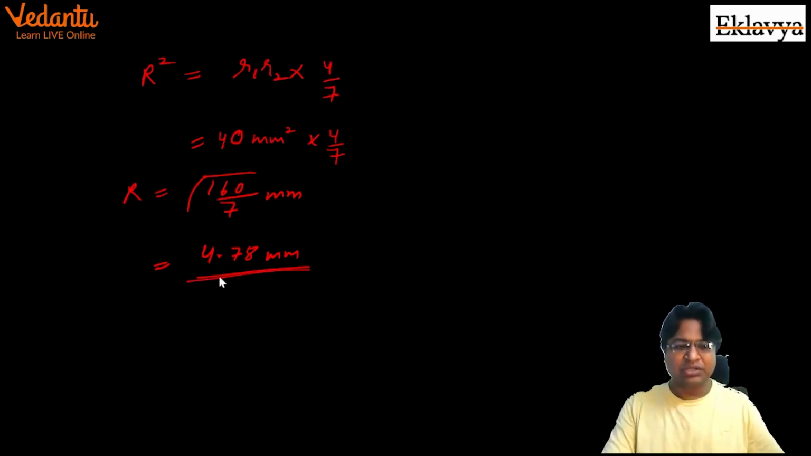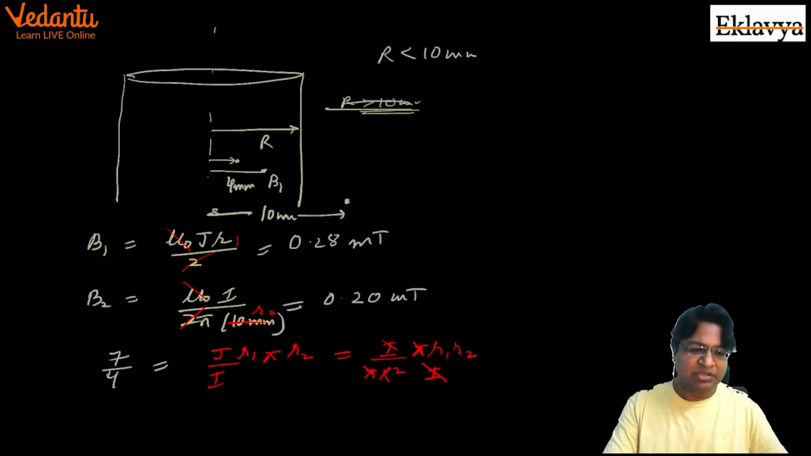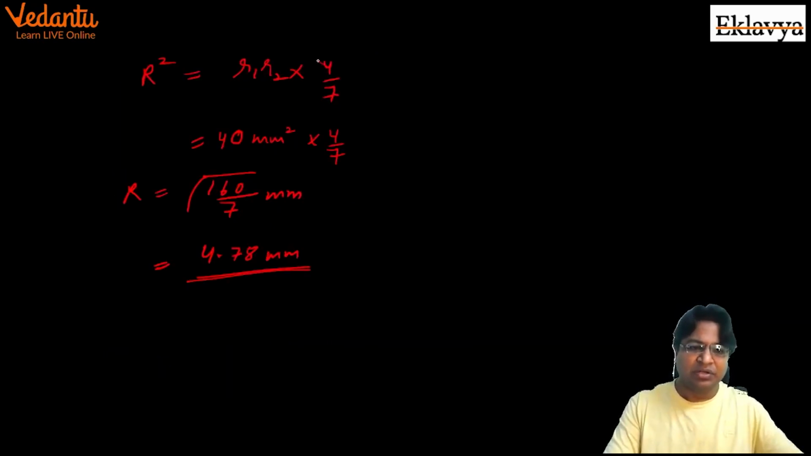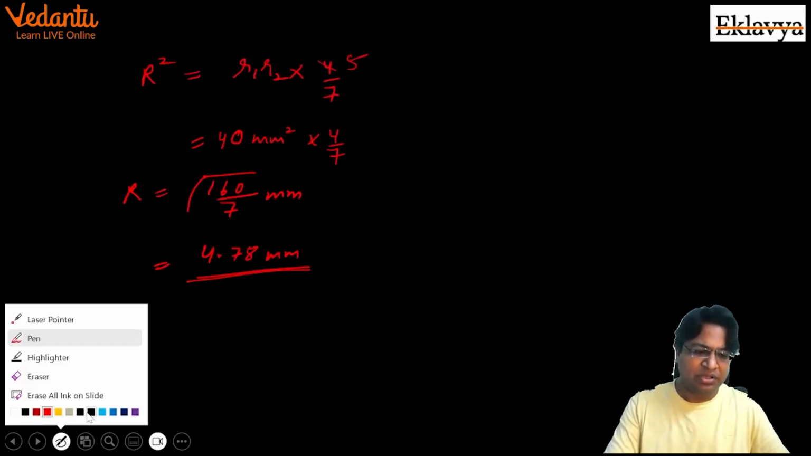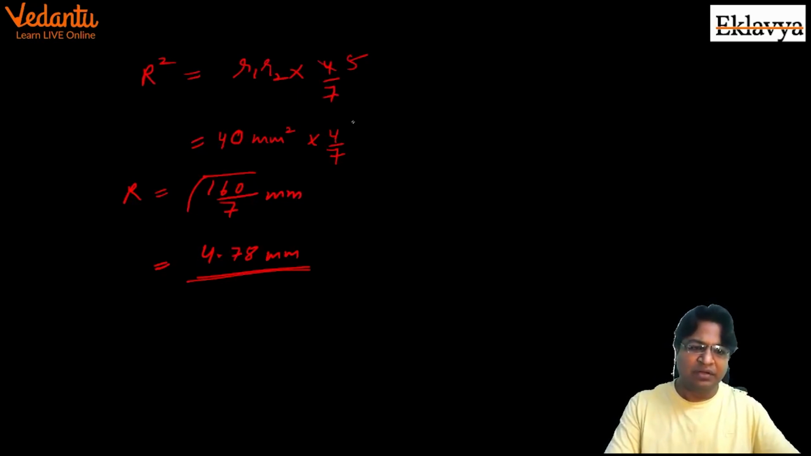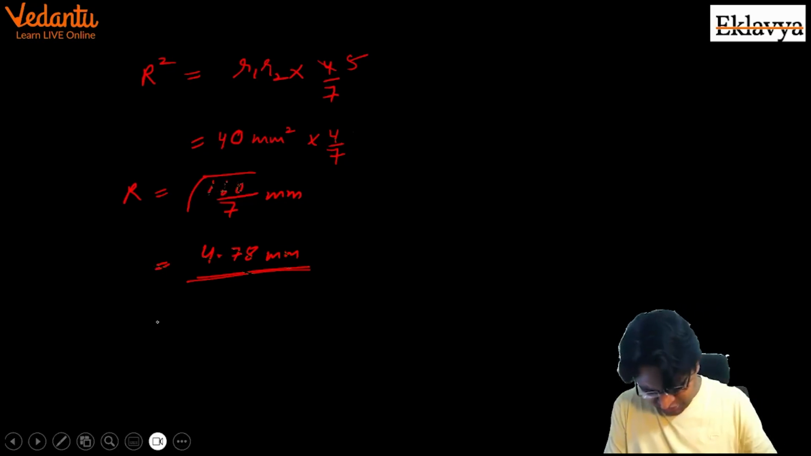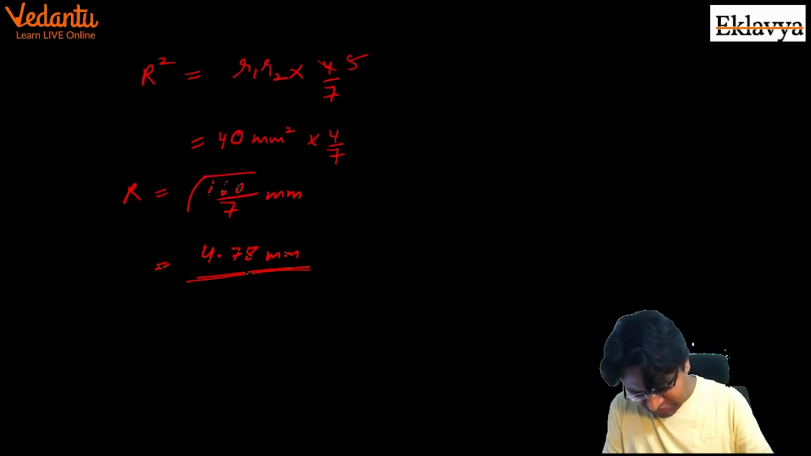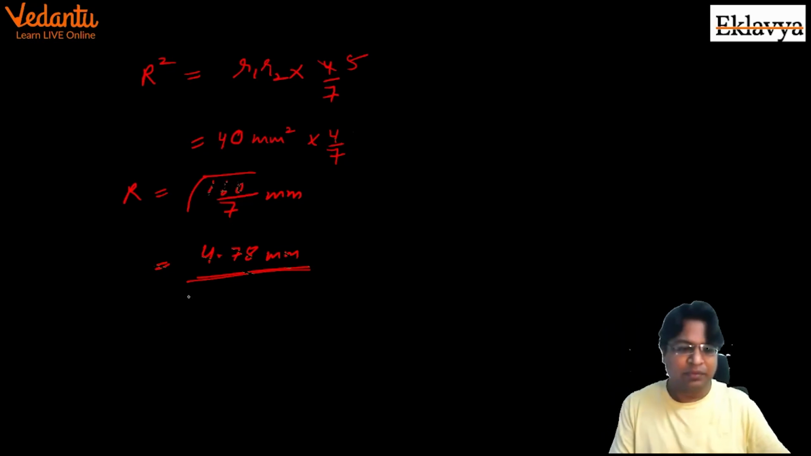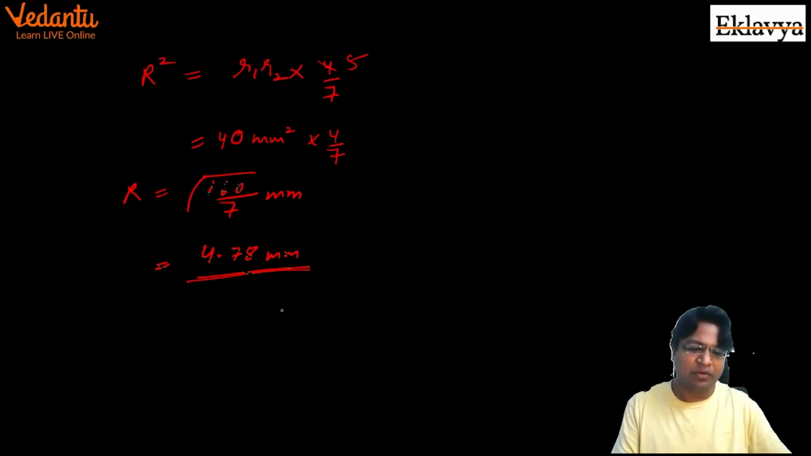Actually, I just noticed that I made a mistake here. It would be 7 by 5, guys. This would be 7 by 5, and so it would be 5 here. So this would become 200 by 7. So the radius that we will get would be 200 divided by 7 and then root of that. So it would be 5.34 millimeter. So this is what we are going to get as the radius.